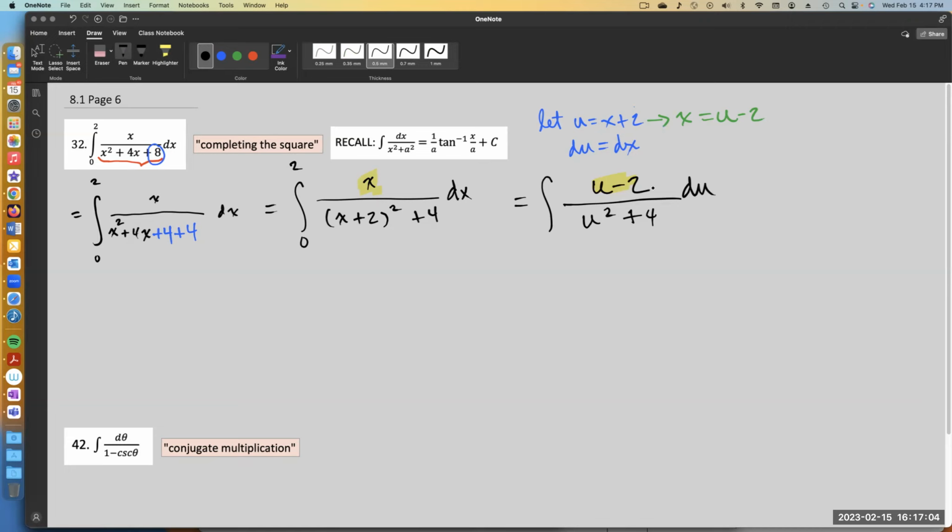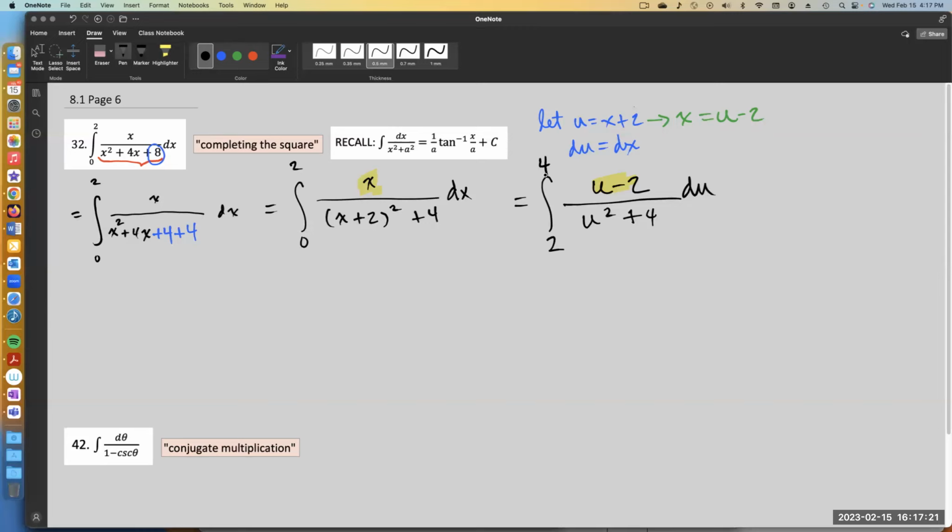And then we have to convert our limits of integration. So this is an x limit right here. So if we plug it in up there, we'll get a u limit of 2. That's an x limit. If we plug it in up there, we'll get a u equals 4. All right, so that's all good.